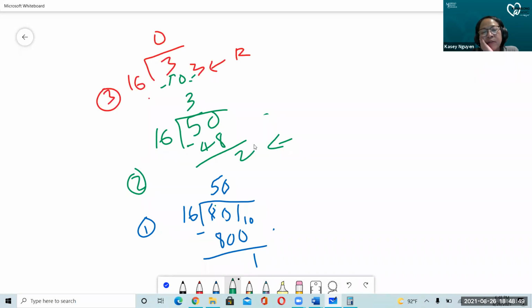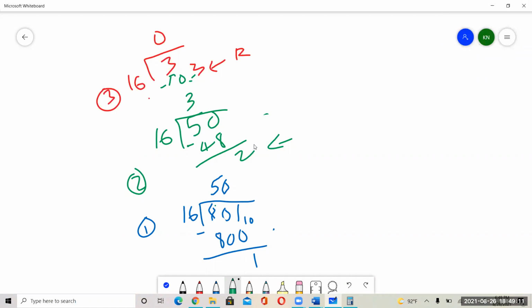Long division works well here because if you punch it into the calculator, it's going to give you a bunch of decimals and then you have to figure out what that decimal value is. So if you need to do the decimal to hexadecimal conversion using the division method, do the long division so you can see the remainder.